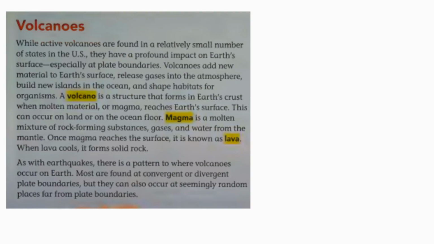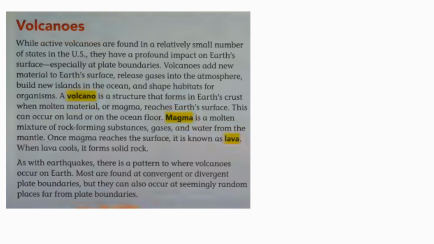Volcanoes add new material to Earth's surface, release gases into the atmosphere, build new islands in the ocean, and shape habitats for organisms. A volcano is a structure that forms in Earth's crust when molten material or magma reaches Earth's surface. This can occur on land or on the ocean floor.